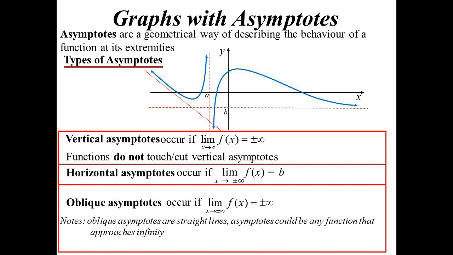Oblique asymptotes are straight lines. You could have curves that are asymptotes as well. It's certainly possible. Basically, any function that approaches infinity could be an asymptote. Functions can touch, so that's what I was saying before. They can touch the horizontal and oblique ones, just not the vertical ones.